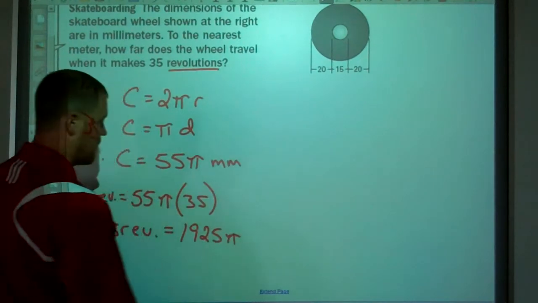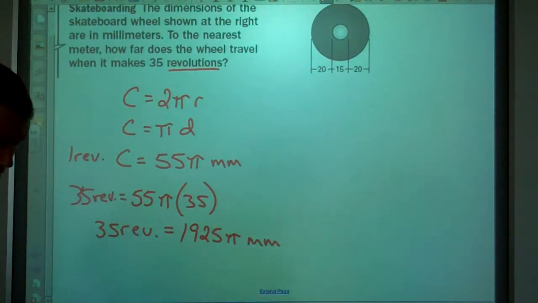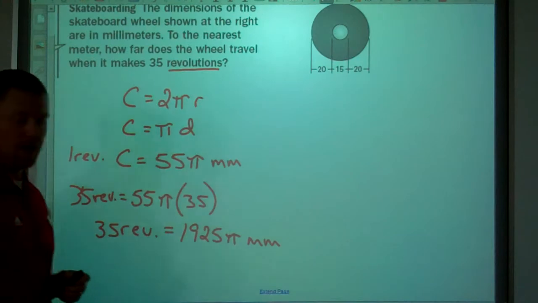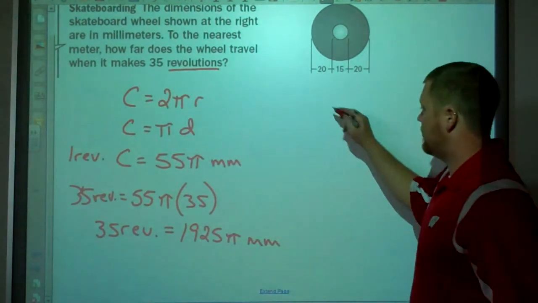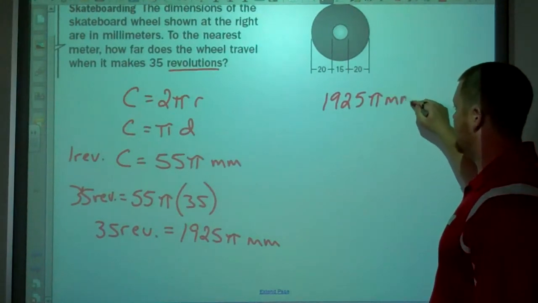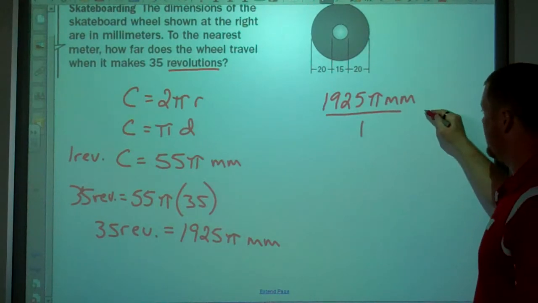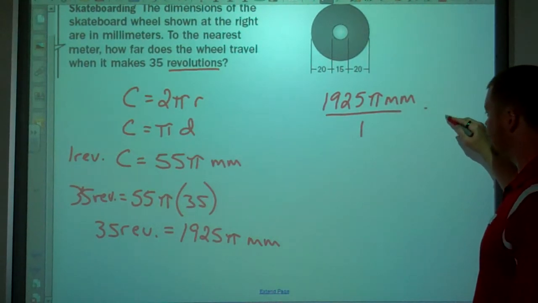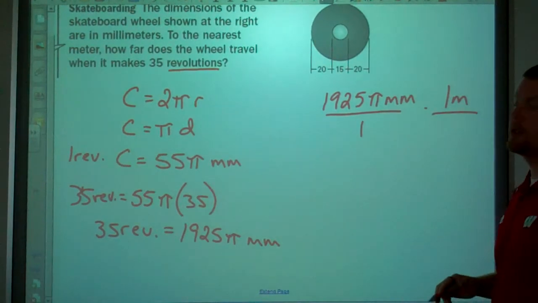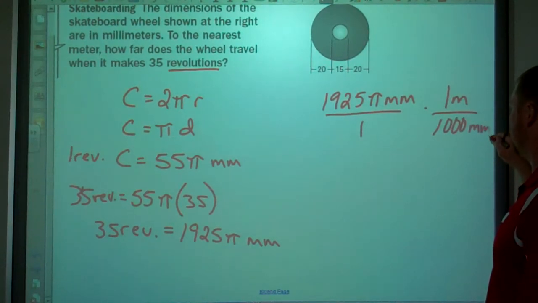Pi. And that's millimeters. Now, the problem is they want the answer to the nearest meter. So we have an answer of 1925 pi millimeters. We can write that as 1925 pi millimeters times 1 meter over... well, 1 meter is the same as how many millimeters? That would be 1,000 millimeters, right?